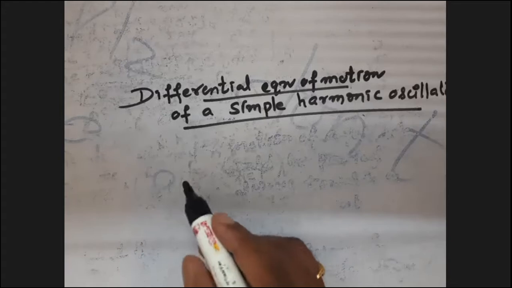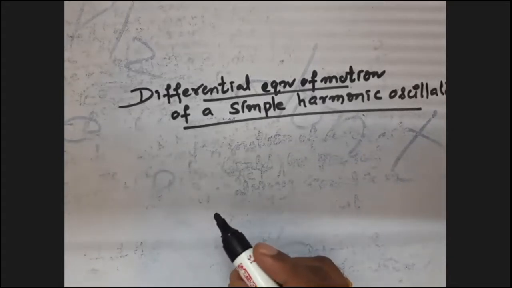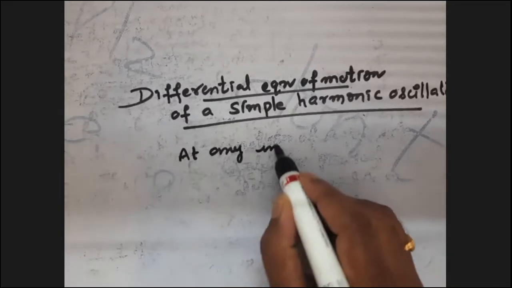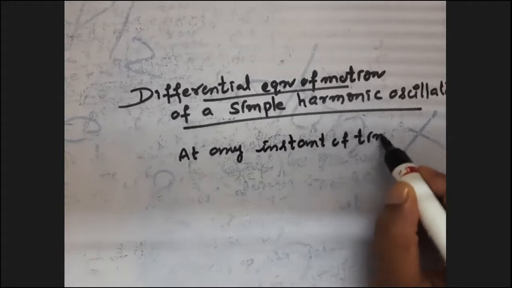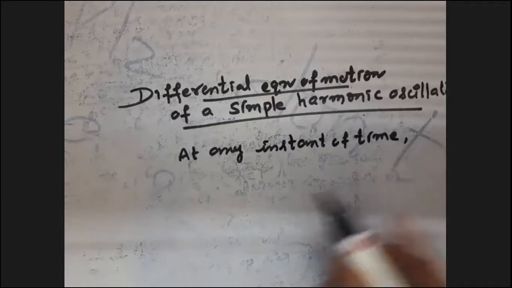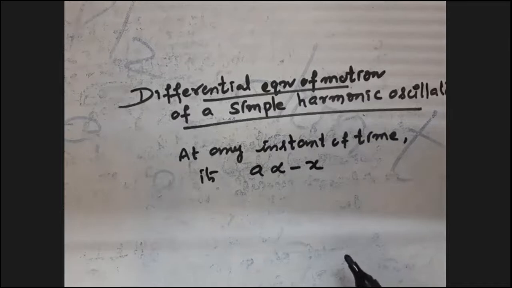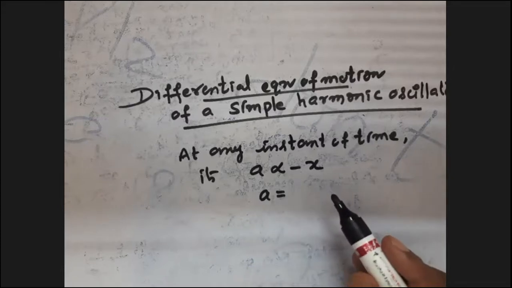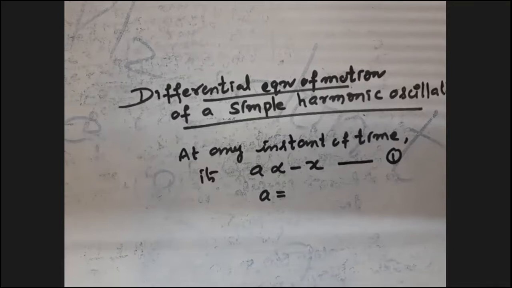So consider a particle of mass m executing simple harmonic motion. Then at any instant of time, according to the condition of simple harmonic motion, its acceleration is directly proportional to displacement and they are in opposite direction. Then a is proportional to minus x. We know this, a proportional to minus x.